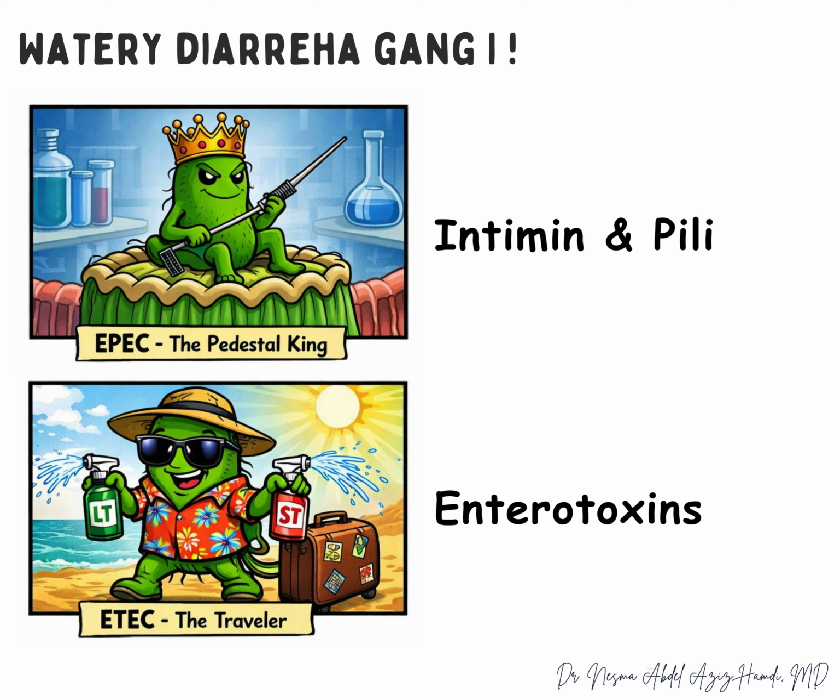Next comes enterotoxigenic E. coli, or ETEC, the vacation-loving troublemaker. Armed with heat-labile and heat-stable enterotoxins, or LT and ST, ETEC doesn't damage cells, it hijacks their signaling. Chloride and water rush out into the gut, causing profuse watery traveler's diarrhea.